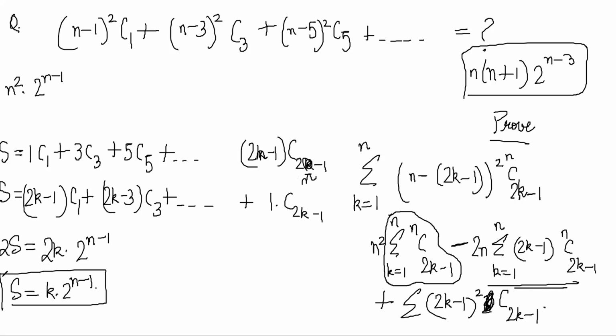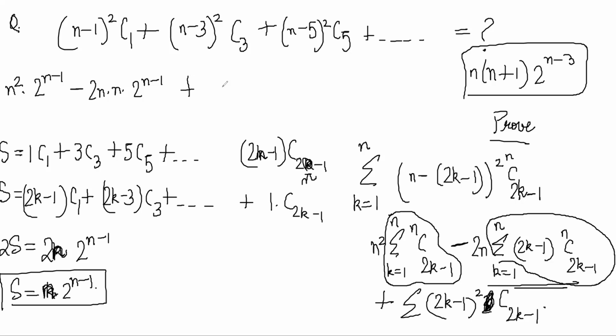So this is going to be 2n, right? N into 2 power n minus 1, right? This is the summation of this part, minus 2n into n into 2 power n minus 1, right? I feel like I made a mistake, but let's see.